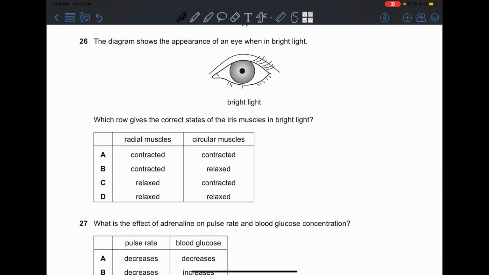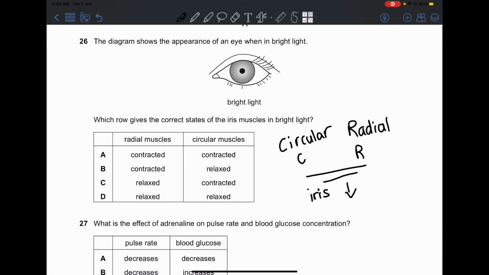26. The diagram shows the appearance of an eye when in bright light. Now we know in bright light, the circular muscles contract and the radial muscles relax. So we're going to be choosing something where the circular muscles contract and the radial muscles relax, because these two will make the iris size smaller. So radial muscles relaxed and the circular muscles contracted. That is exactly option C.